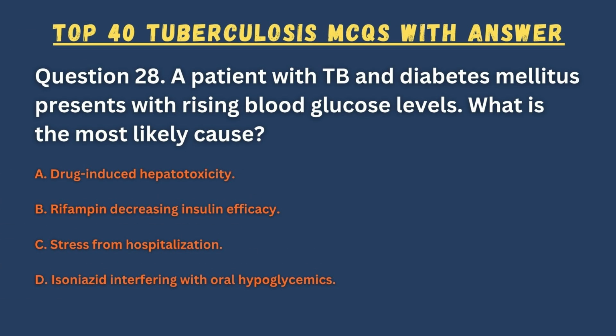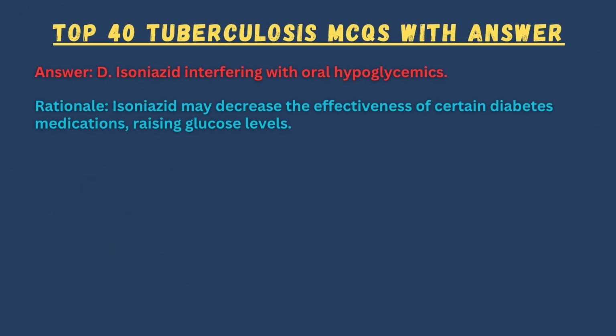Question 28. A patient with TB and diabetes mellitus presents with rising blood glucose levels. What is the most likely cause? A. Drug-induced hepatotoxicity. B. Rifampin decreasing insulin efficacy. C. Stress from hospitalization. D. Isoniazid interfering with oral hypoglycemics. Answer: D. Isoniazid interfering with oral hypoglycemics. Rationale: Isoniazid may decrease the effectiveness of certain diabetes medications, raising glucose levels.